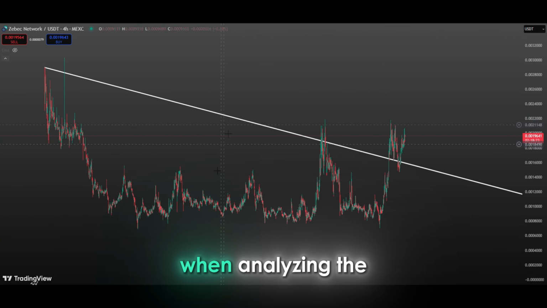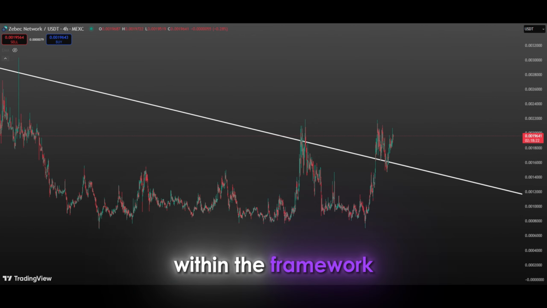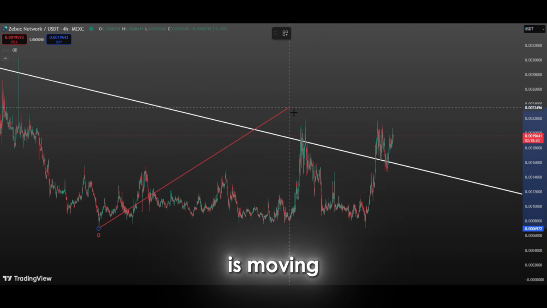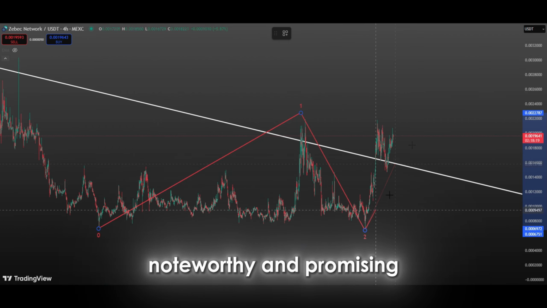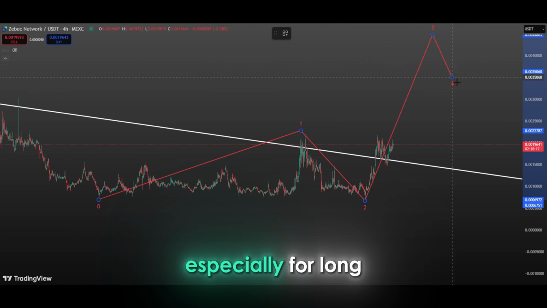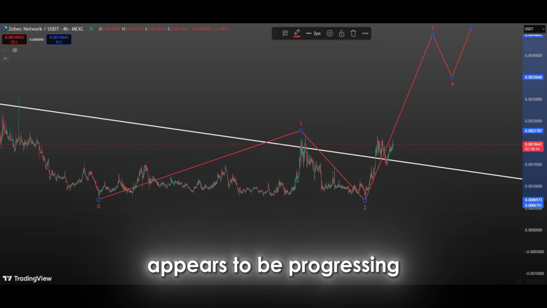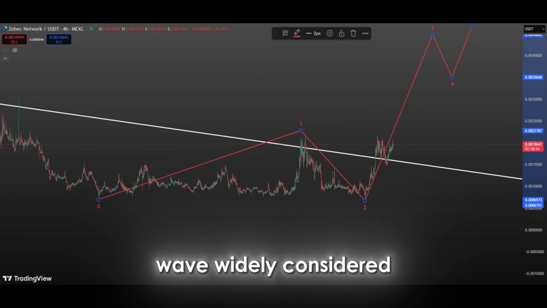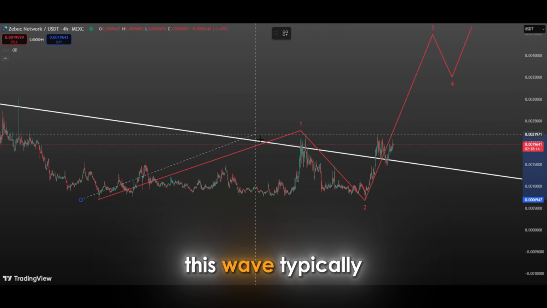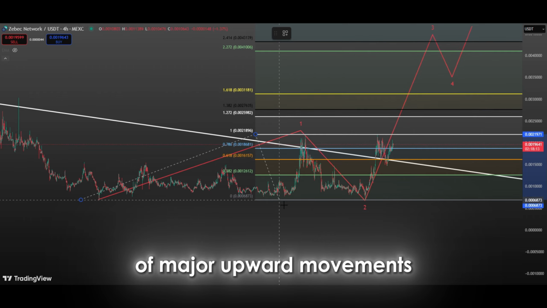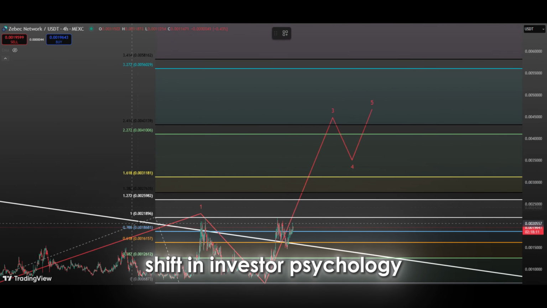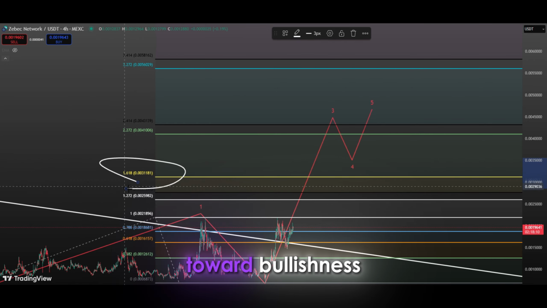Stay tuned. When analyzing the long-term chart within the framework of the Elliott wave theory, it becomes evident that the current price structure is moving within a particularly noteworthy and promising formation. This setup represents an exciting phase, especially for long-term investors, as the price appears to be progressing within the third wave, widely considered the most powerful and dynamic wave of the theory. This wave typically signifies a period of major upward movements, strengthening positive market sentiment, and a swift shift in investor psychology toward bullishness.